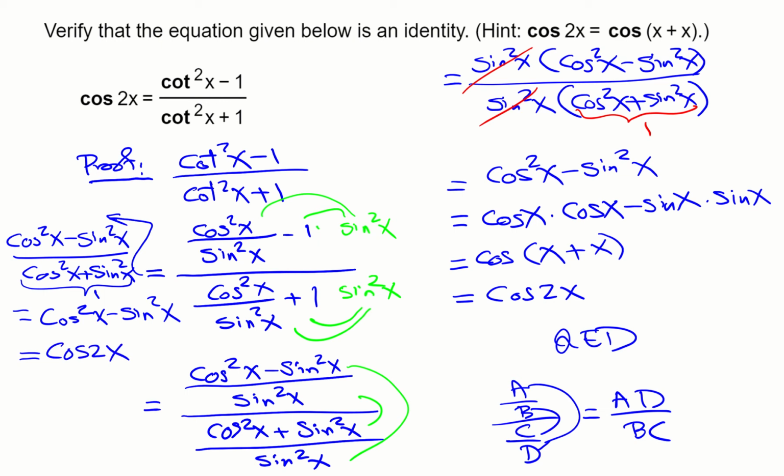So this, what we just showed, from here to here to here to here, is the fastest way you could have gone about proving this particular identity.